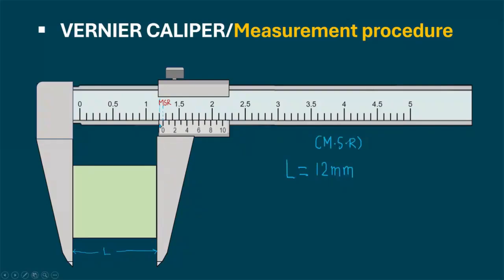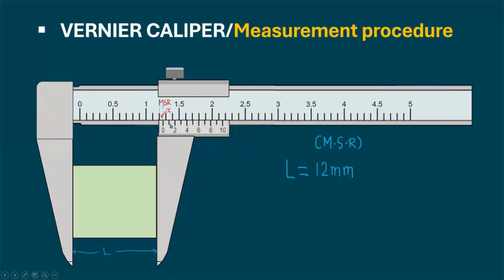So first of all, if you want to do any measurement, you first pick up the value of the main scale reading. 0 is somewhere here, so this is going to be the main scale reading, friends. This other value is not known to us, so we have to calculate it. The main scale reading we got is 12 mm. Now, to find this value, we will check which division of the Vernier scale is coinciding perfectly with a main scale division.